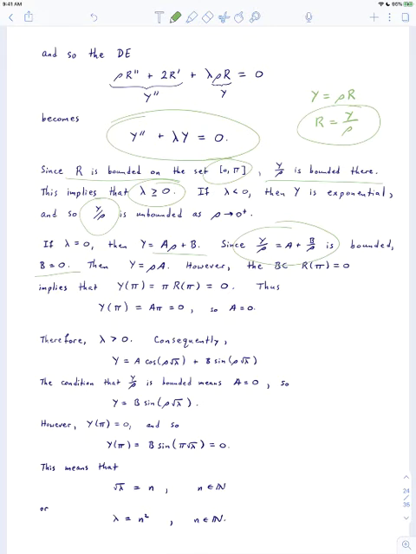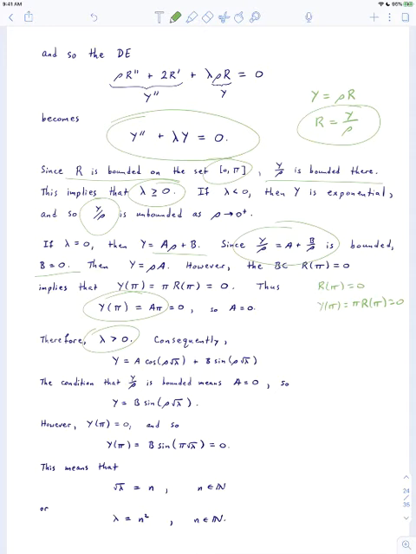But now we use our boundary condition. So we know that R at pi is equal to 0, and y at pi is equal to pi times R at pi, which equals 0. So what does that tell you? That tells you that y of pi is equal to 0. So y of pi is a times pi, but that's equal to 0. So that can only happen if a is equal to 0. So what that means is that you can't have lambda equal to 0. So as a consequence, lambda must be positive. So any eigenvalues must be positive.